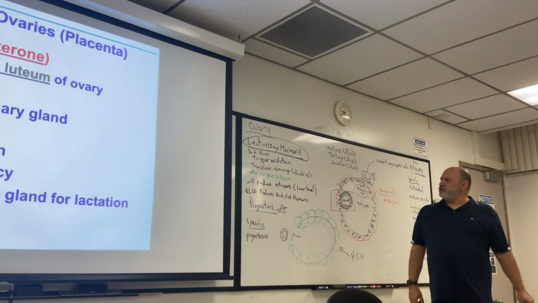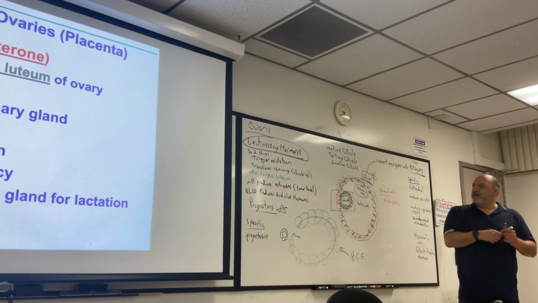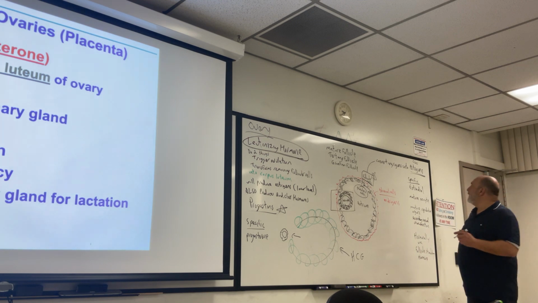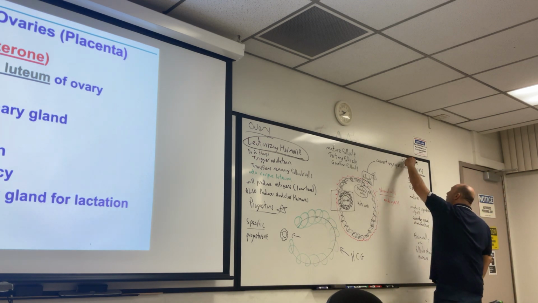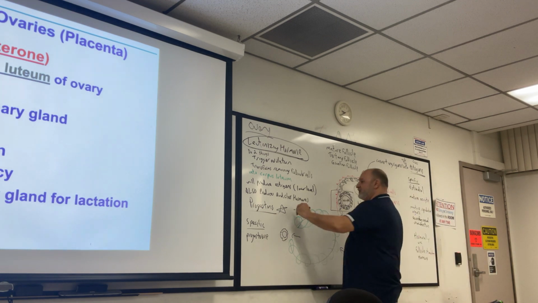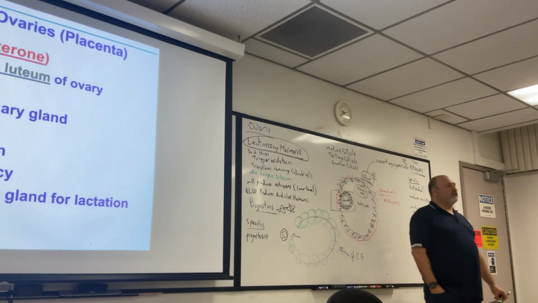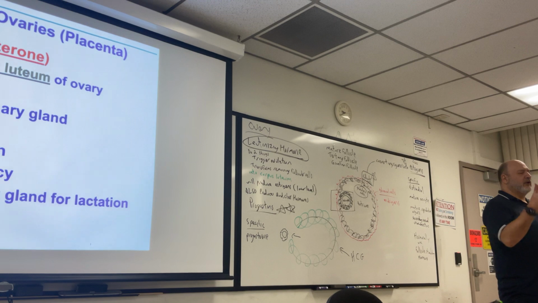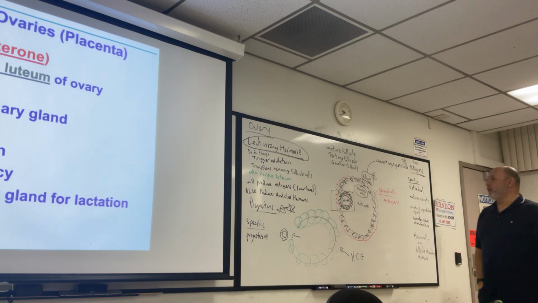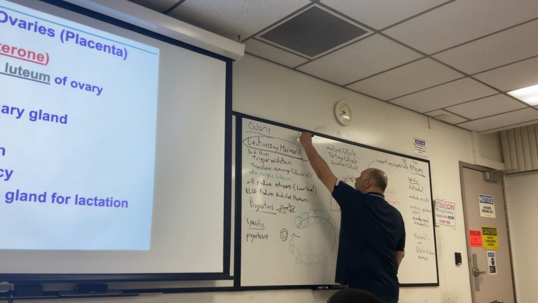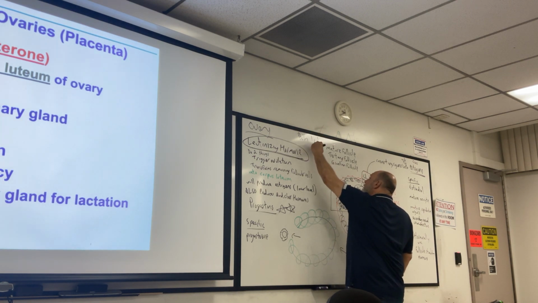Oh, that did remind me of the other thing. Both estrogens and progestins, what class of hormones are these? Amino acid based or lipid based? Lipid based. Remember, the gonads were one of the places where we produce steroid hormones. So both hormones produced by the ovaries are lipid based.